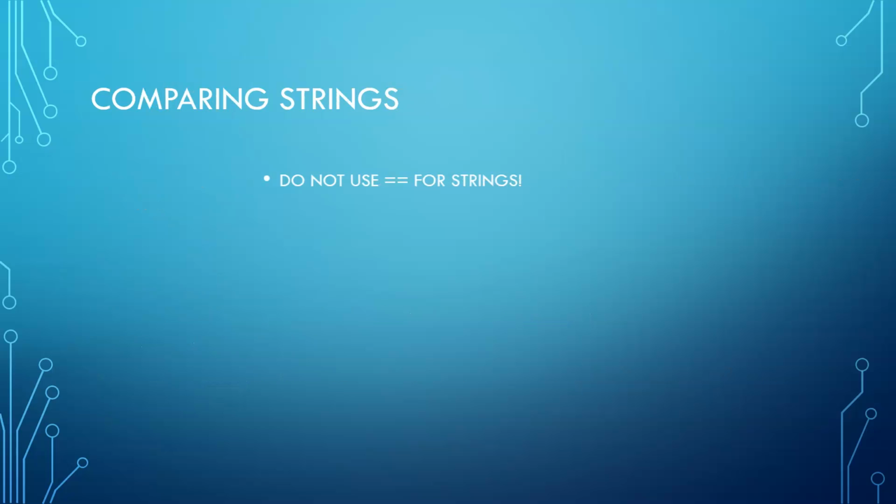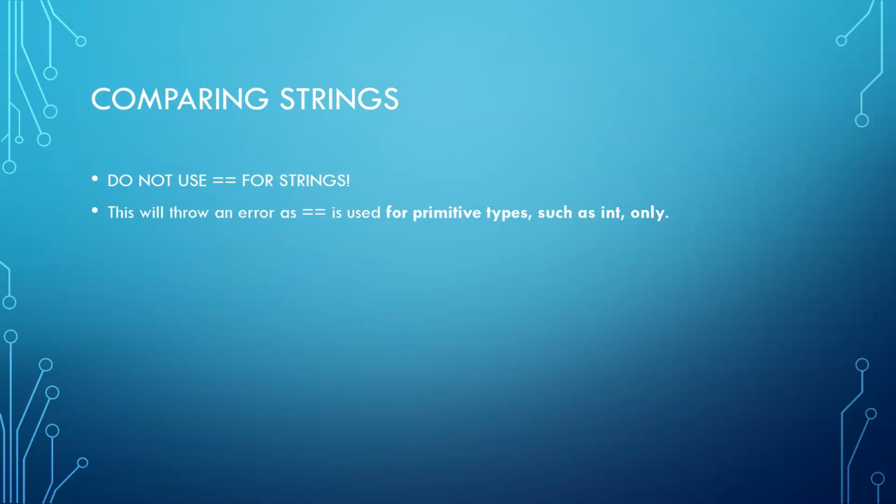Now, comparing strings, we do not, and I repeat, do not want to use equals equals for strings. It's a very common mistake in Java, where people think, oh, I'll just use equals equals on the strings. Well, equals equals is for primitive types only, such as int. It won't exactly throw a syntax error, but it might throw a logical error that you will not catch. Your program won't catch it either. It's like, oh, I'm going to compare these two strings using equals equals. Yeah, it doesn't work like that.